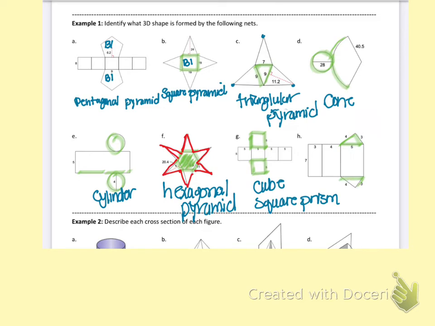So we've got these congruent triangles. You can imagine kind of folding them along the edge, laying them parallel to each other, and then just kind of wrapping around the lateral surface. So that would be a triangular prism.